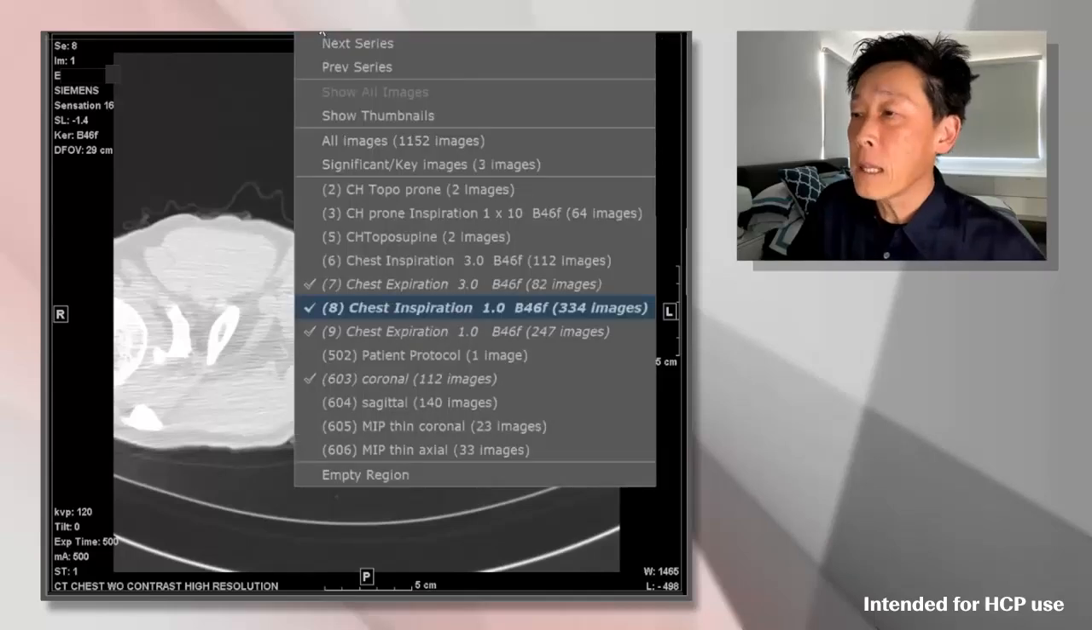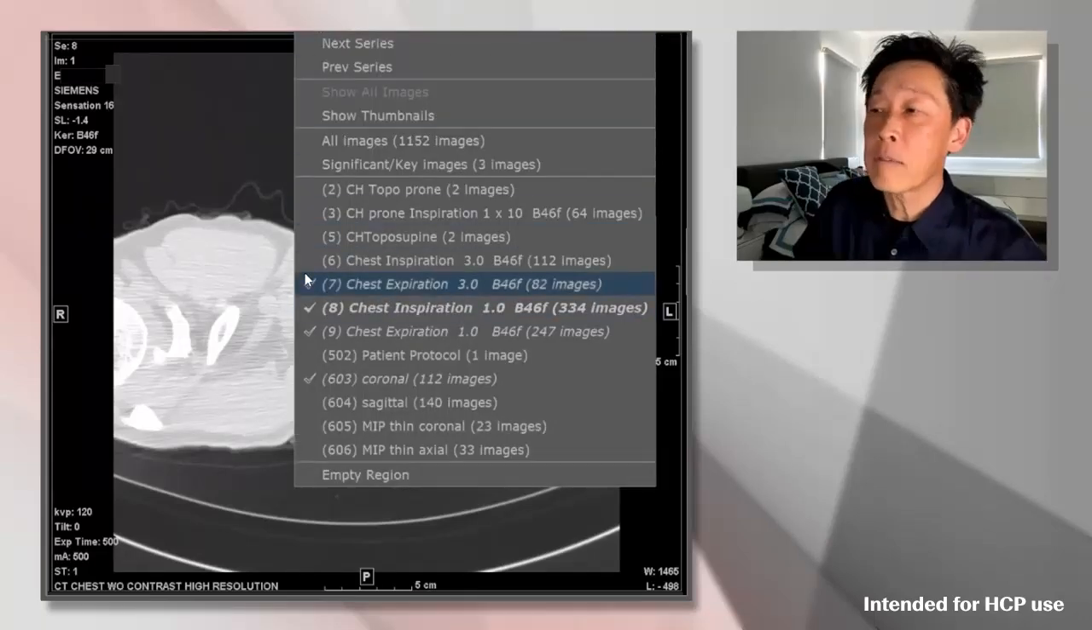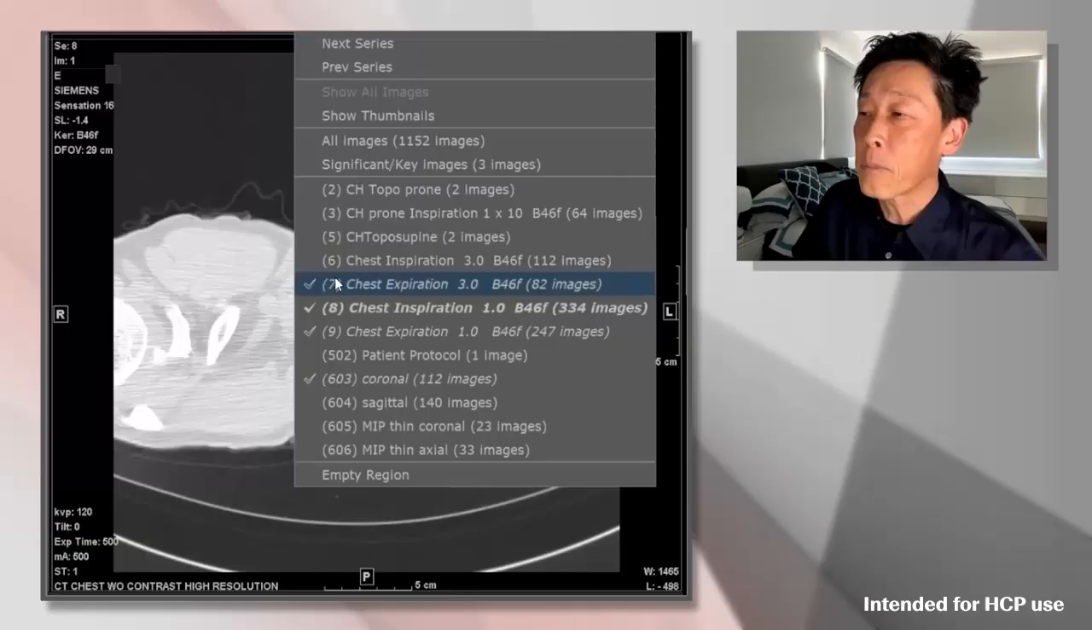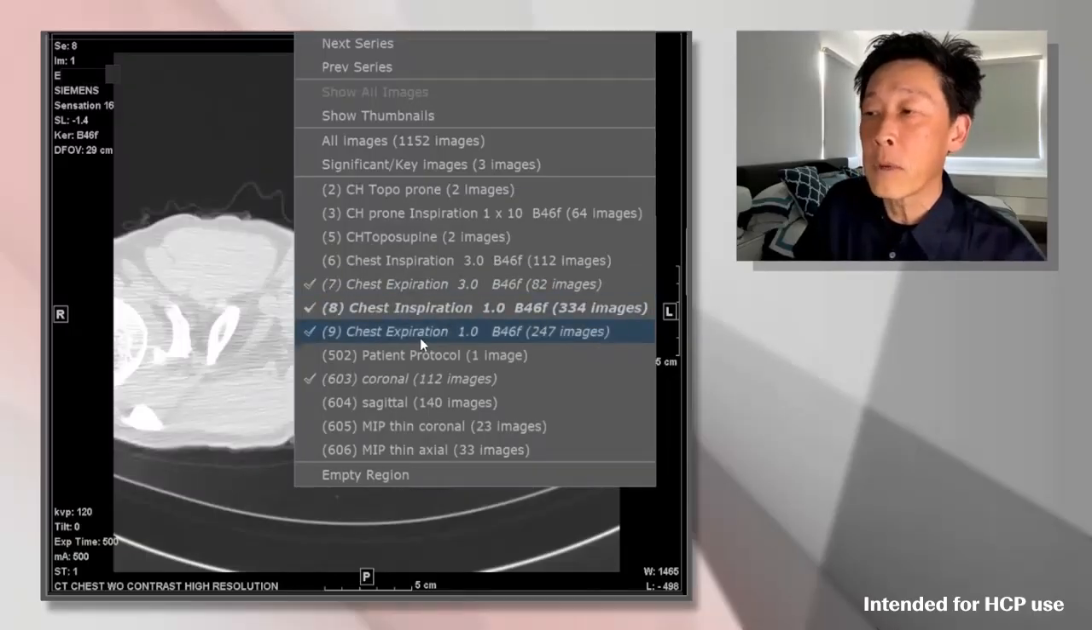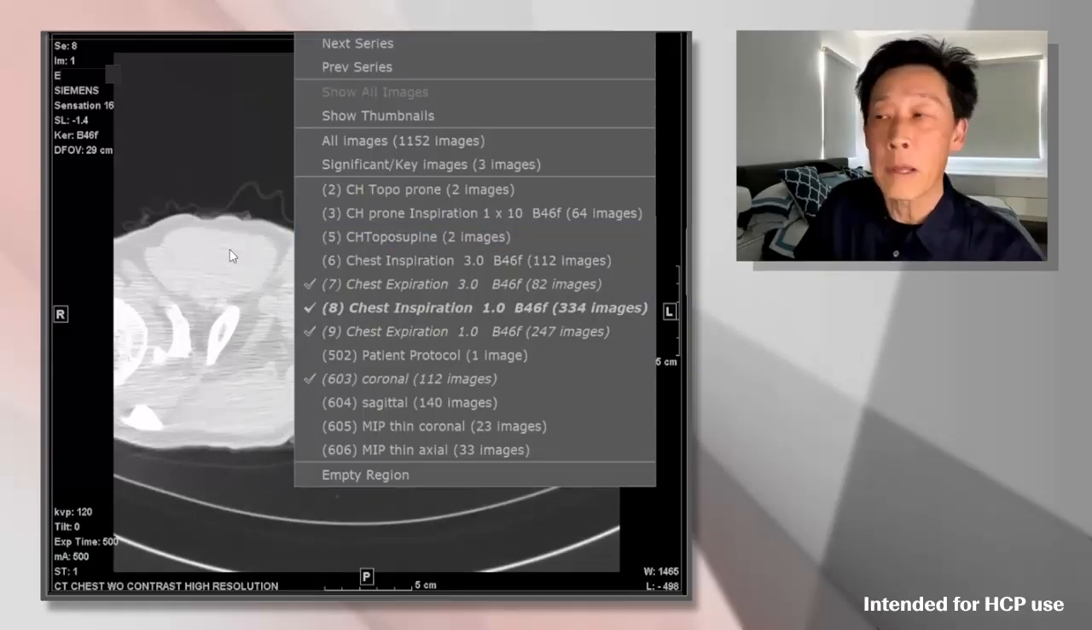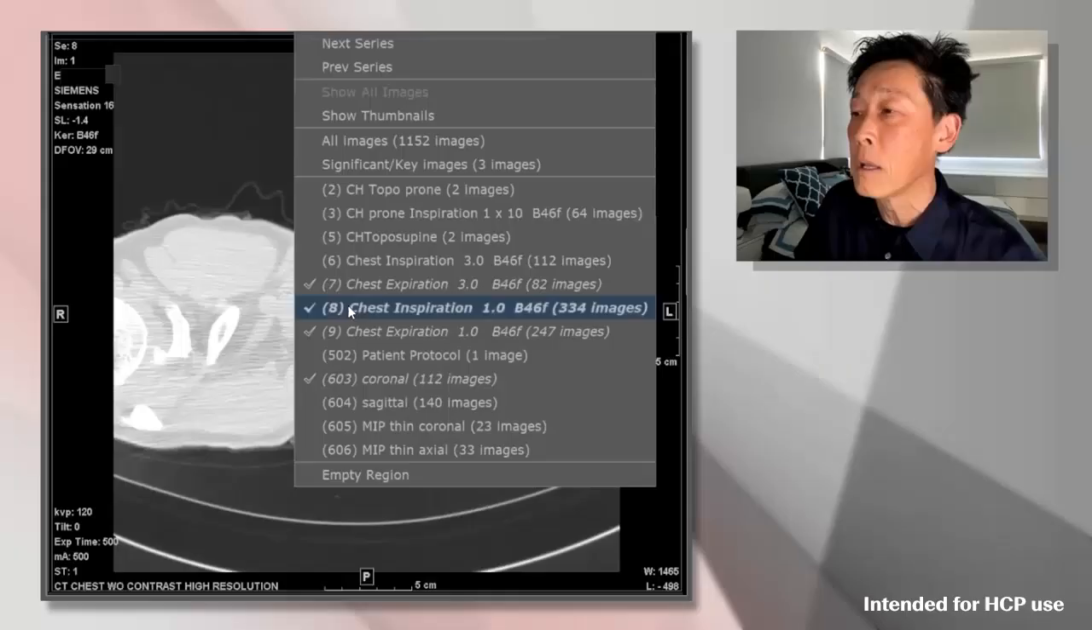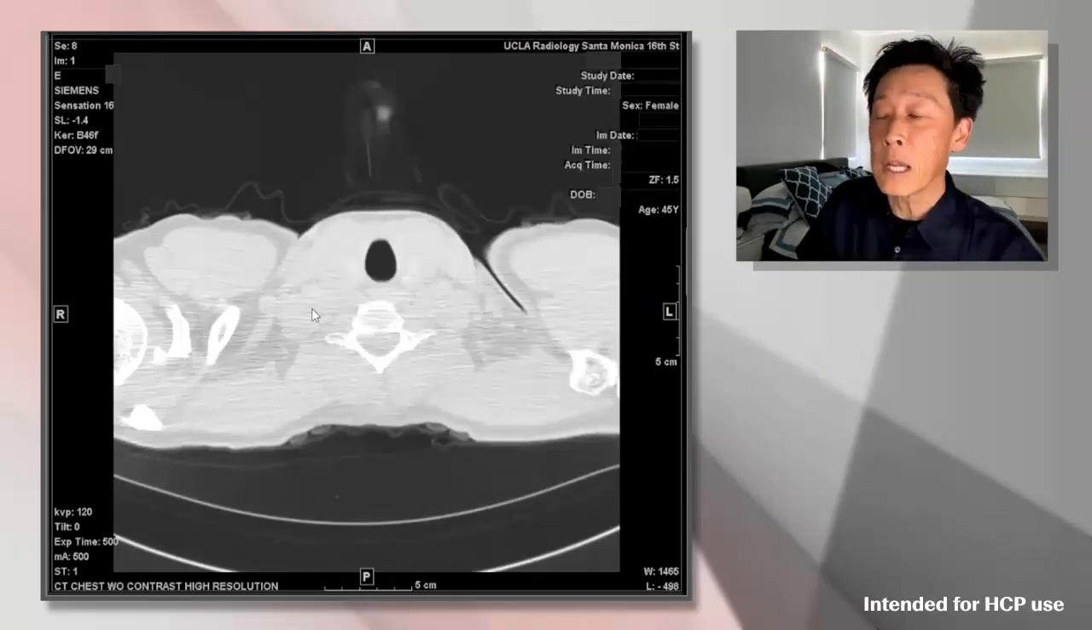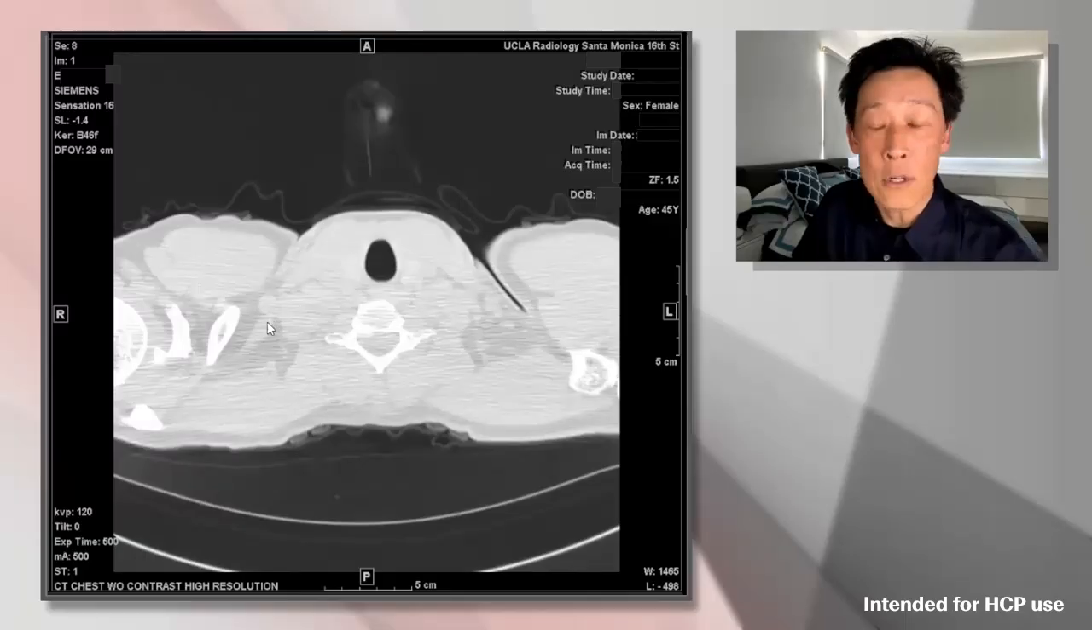If we look at the components of HRCT, the basic protocol is that we have inspiration, we have expiration, and we have prone imaging. Those are the three components that make up the HRCT protocol. Now let's look at the inspiratory images and the technical parameters associated with HRCT.